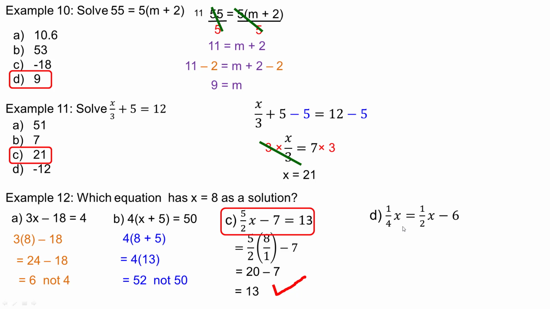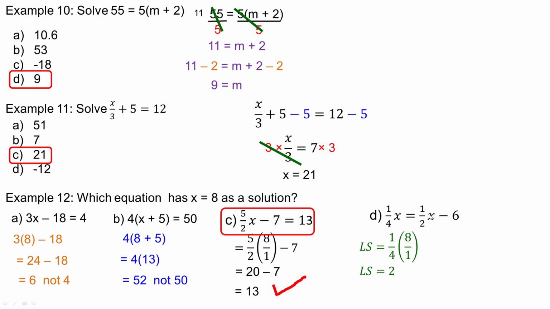Now, just to show you that 8 doesn't work in this D one here, I'm going to put 8 right here in place of x, and I'm going to use 8 over 1 because I have this quarter here. 1 times 8 is 8 on the top. 4 times 1 is 4 on the bottom, so 8 divided by 4 would be 2. So the left side value is 2.